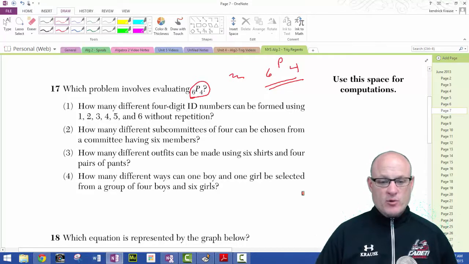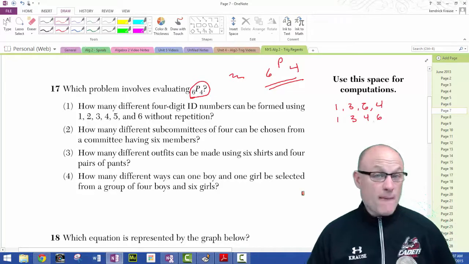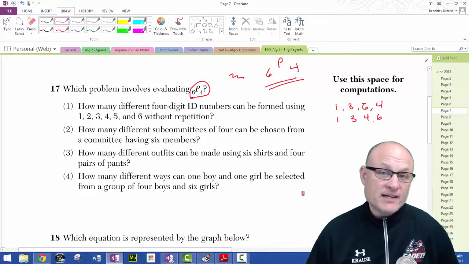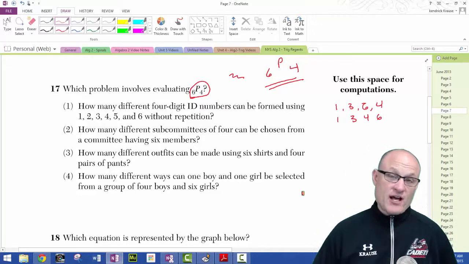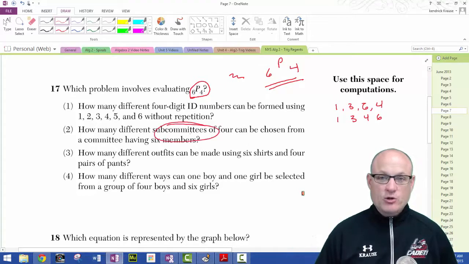So how many 4-digit ID numbers can be formed using 1, 2, 3, 4, 5, 6 without repeating? So the numbers 1, 3, 6, and 4 is different than 1, 3, 4, and 6. It's the same numbers, but it's a different permutation. So that one looks like it's right. Choosing subcommittees. Subcommittee is the key word for combinations.